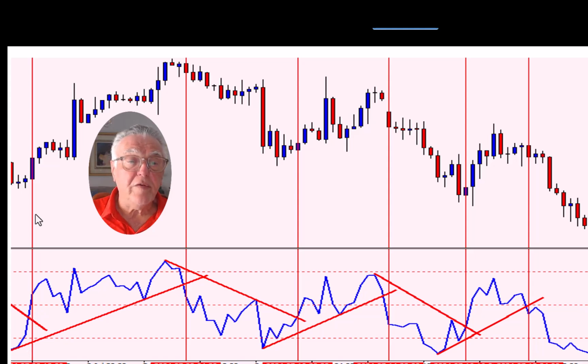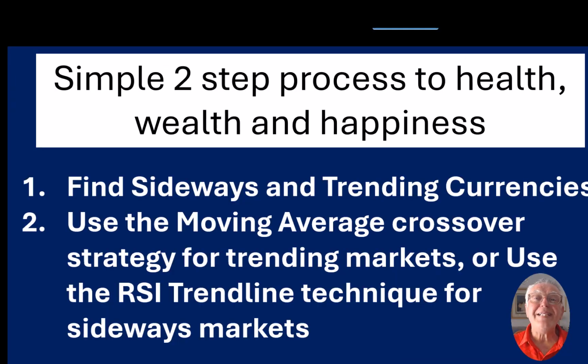There's the crossover, fantastic buy signal. There's a crossover, fantastic sell signal. There's a crossover, a fantastic buy signal. There's a crossover, fantastic sell signal, and then here's a fantastic sell signal. That's how simple trading is. Find the right currency and apply the right strategy. So that is how simple trading is.